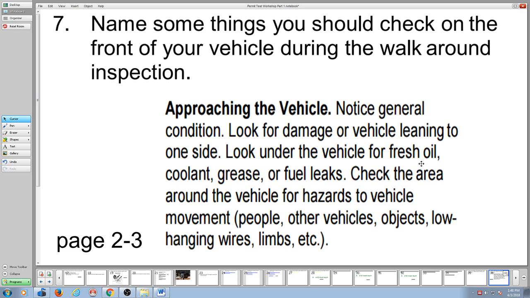Looking for oil, coolant, grease, any sort of leaks under the vehicle is important as well as you're walking up to the vehicle. Checking the surrounding area for any sort of hazards to the vehicle movement, people, objects, anything like that, so that you don't just take off and accidentally scrape alongside somebody's car. That would be bad. So that's what they're looking for in an answer.